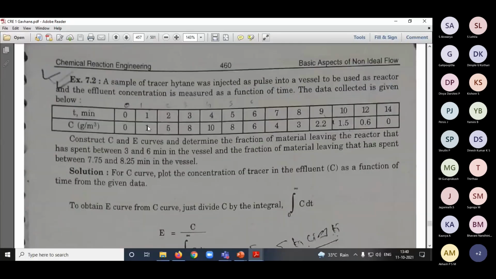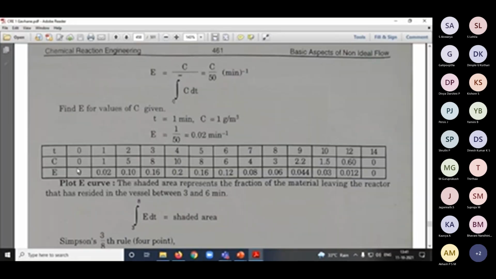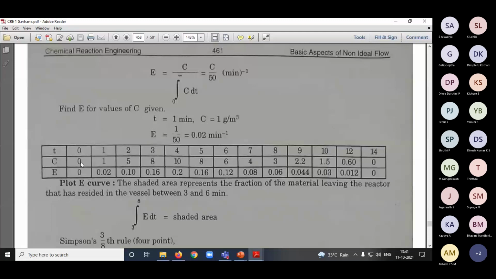0 divided by 50, 1 divided by 50, 5 divided by 50, 8 divided by 50, 10 divided by 50. So C by area under the curve, individual by total. That is what you did. You calculate that, you can see here. C divided by, that is 0 divided by 50, 1 by 50, 5 by 50 is 0.1, 8 by 50 is 0.16, 10 by 50 is 0.2, 8 by 50 is this.